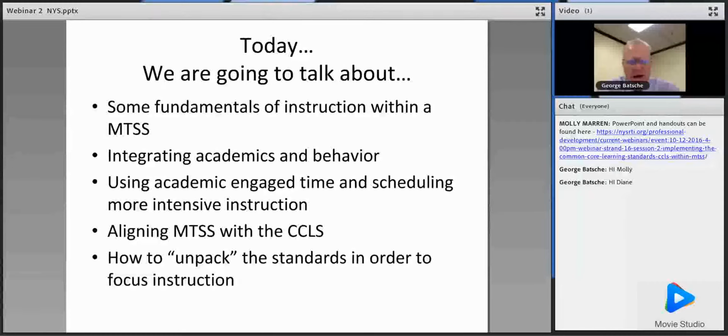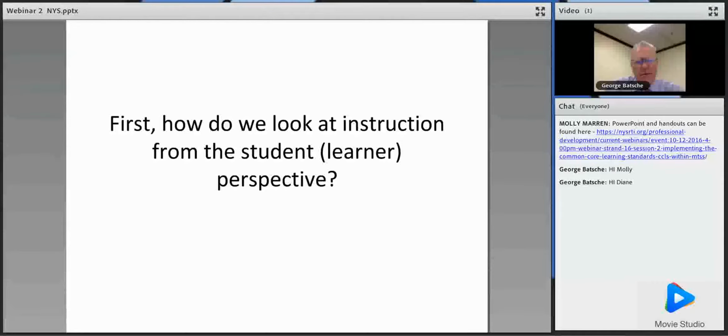So today what we're going to talk about is some of the fundamentals of instruction within a multi-tiered system, integrating academics and behavior, how to use academic engaged time and scheduling for more intensive instruction, aligning MTSS with the Common Core Learning Standards, and unpacking the standards in order to focus on instruction, but within an MTSS model. So hopefully that will be of interest to you.